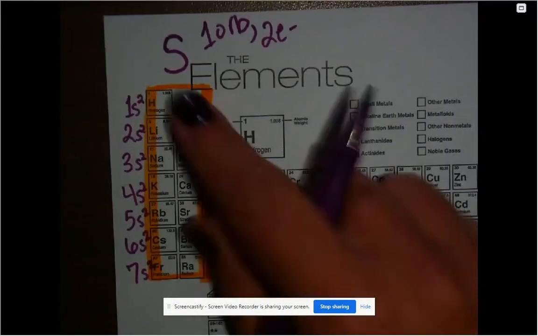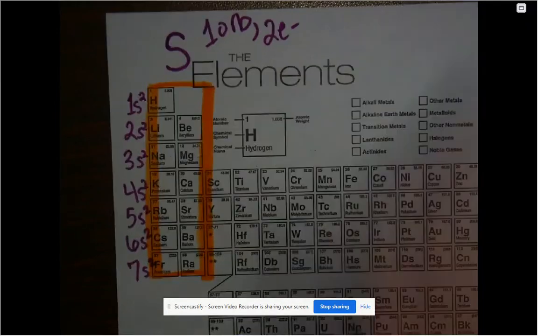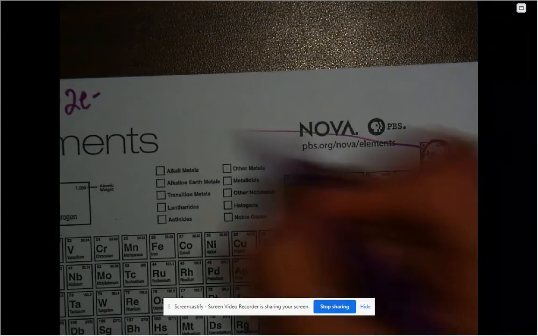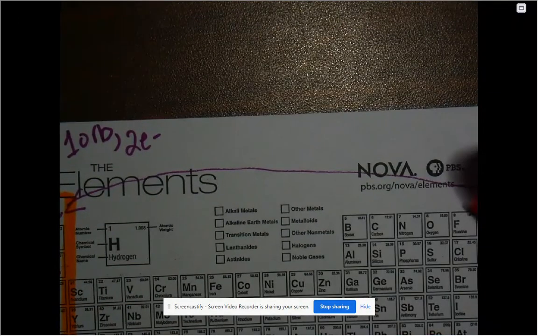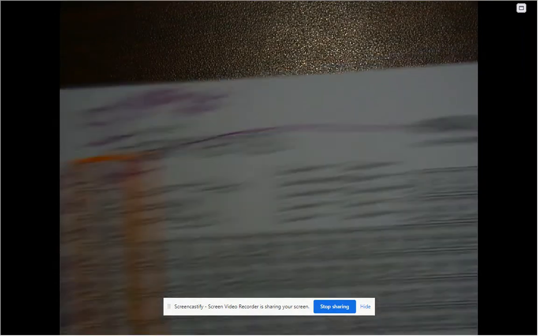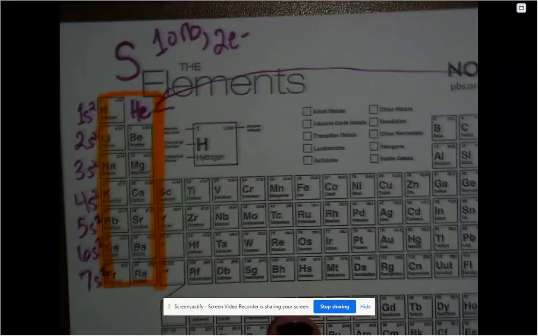Now, question: why did I leave a little gap right there? That's where we're going to put helium. So go ahead and throw helium right there. You can circle helium on the other side and show that you are throwing him over there. Helium is part of that S sublevel, but it is a noble gas. He's kind of the exception to a lot of the rules. I'll leave that up for a second.